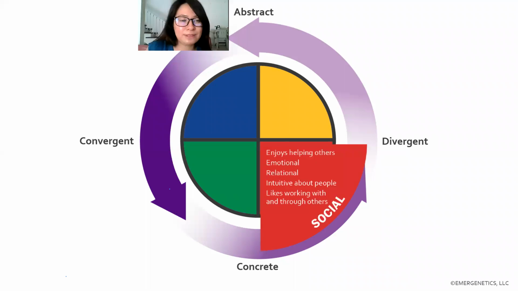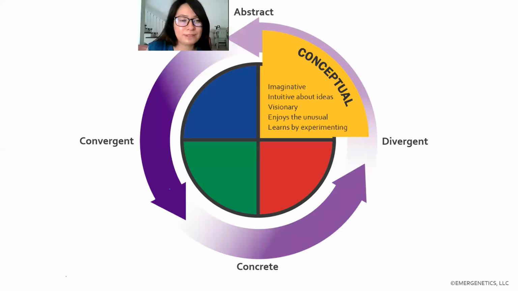Social thinking preferences is a person who prefers to mix with people. They enjoy helping people, their emotion. So when they look at a cute kitten, oh, you're so cute. All right, so they are people oriented, and they love to work with others.